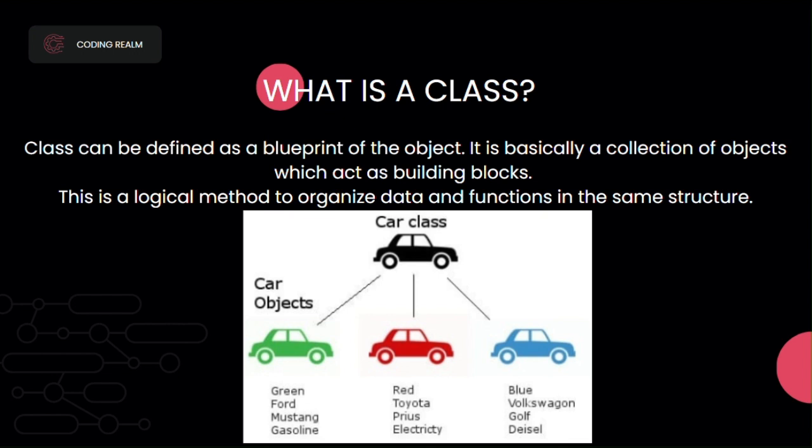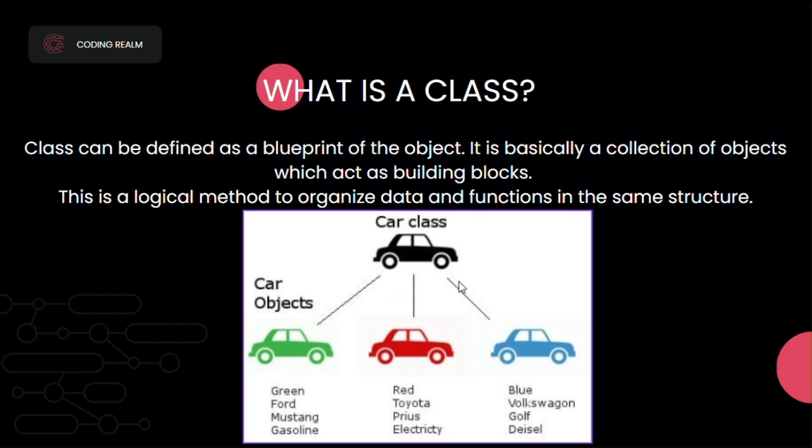Now, what is a class? A class can be defined as a blueprint of the object. It is basically a collection of objects which acts as a building block. This is a logical method to organize data and functions in the same structure.